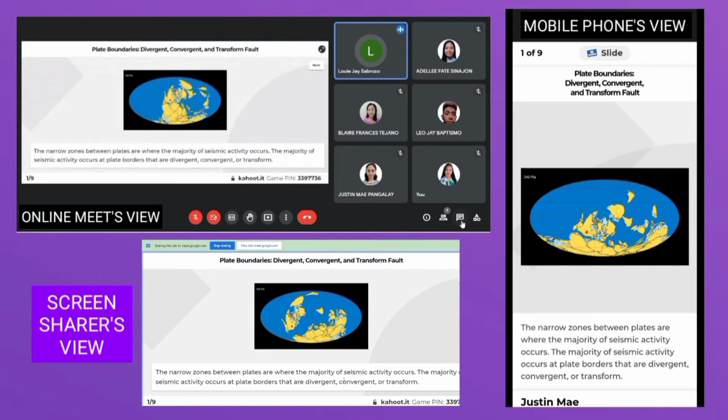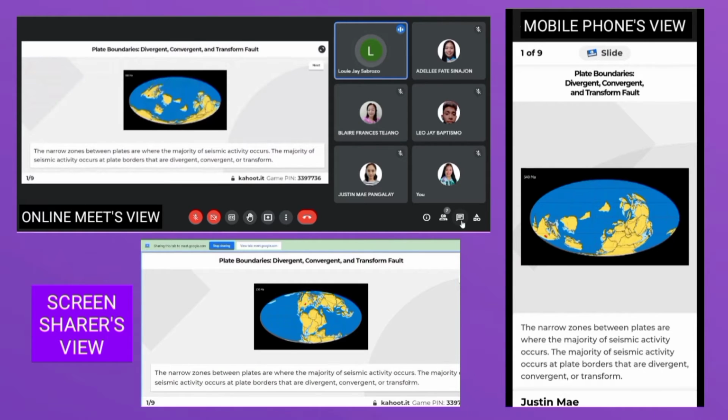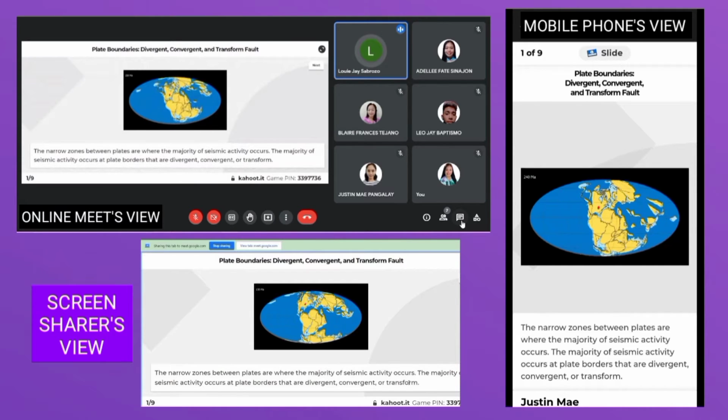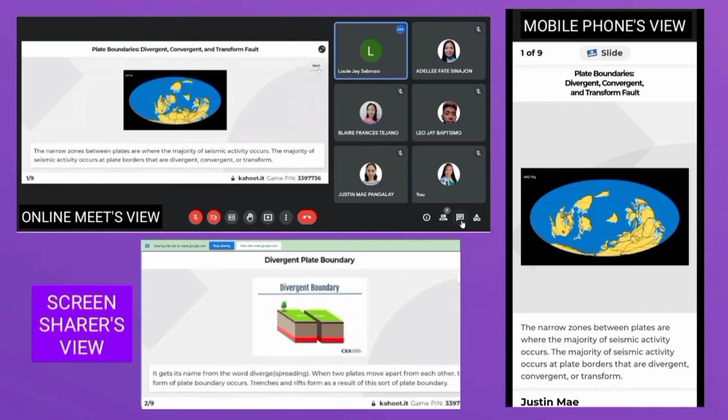The narrow zones between plates are where the majority of seismic activity occurs, at the plate boundaries that are divergent, convergent, or transform. And as you can see in the GIF, or the short clip video, it shows the movement of the plates in the globe, or in the world. So let's have the three types of plate boundaries.